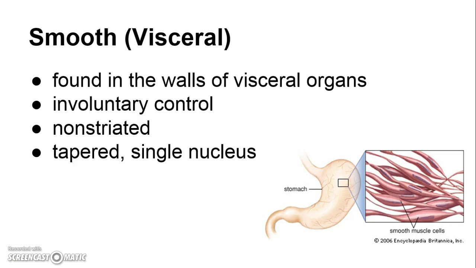Okay, so there are three types of muscle tissue. The first one we're going to talk about is called smooth or visceral. Like the name suggests, the muscle is found on the walls of visceral organs. These organs include the small intestine, the stomach, the bladder, the digestive system. Muscles move involuntarily.